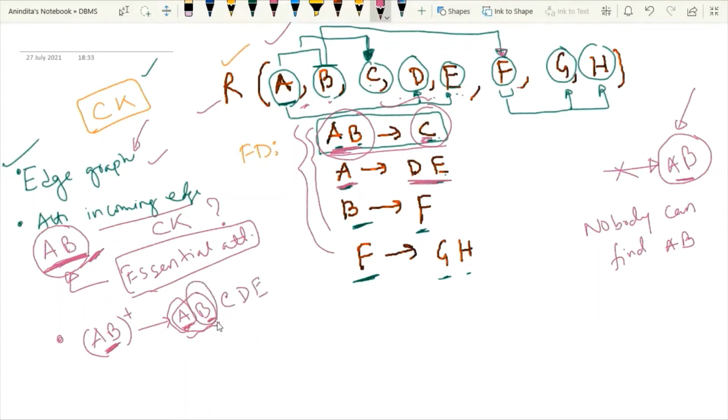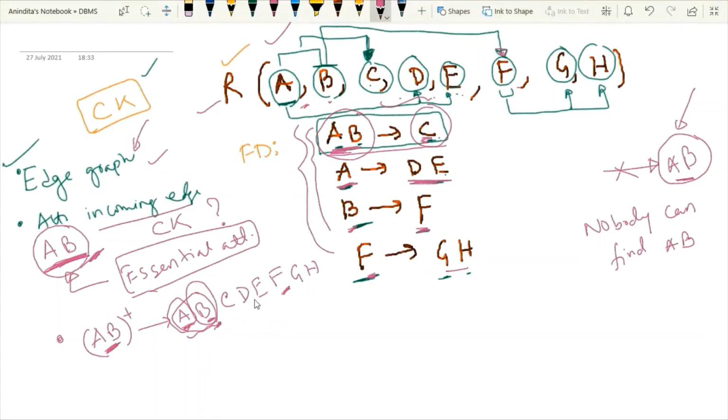Again B. Yes. B is present in the RHS and it also appears in the LHS. Okay. So I will copy what B is pointing to, F. Again I will check. See, we have F over here and this F is appearing in the LHS. So I will copy whatever we have on the RHS of F.